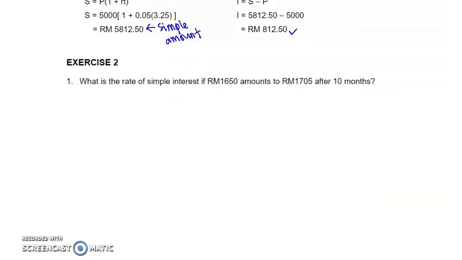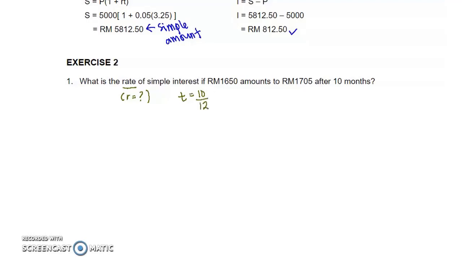What is the rate of simple interest if 1,650 amounts to 1,705 ringgit after 10 months? Okay, what is the rate of simple interest? The rate we want to find is value R. If 1,650 amounts to 1,705 ringgit after 10 months, so we write value T first here. T is 10 months. Months convert to years, divide by 12.